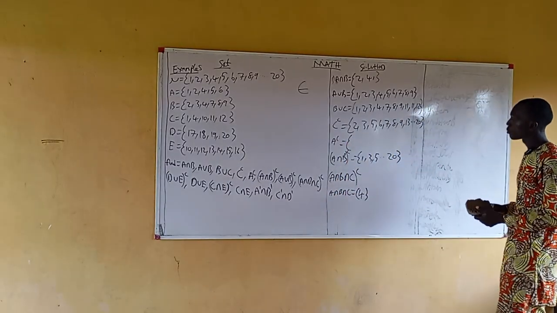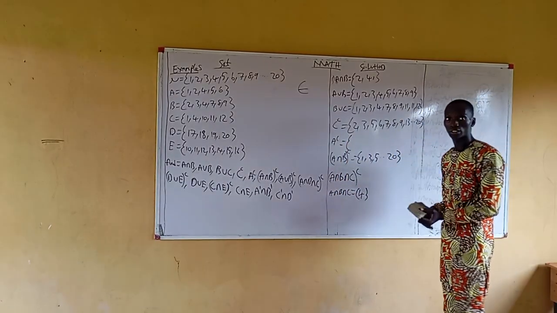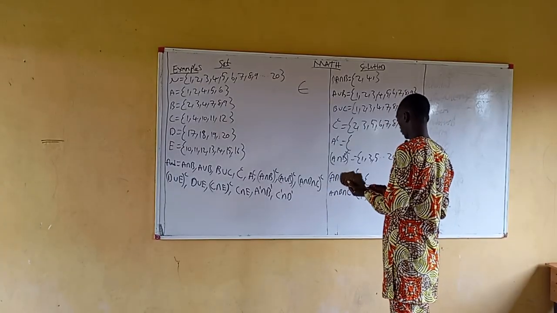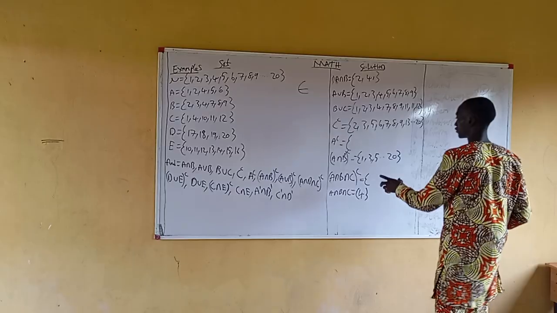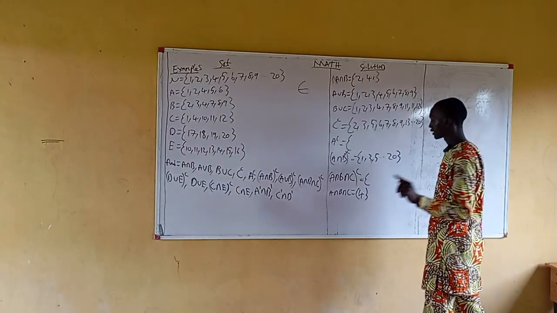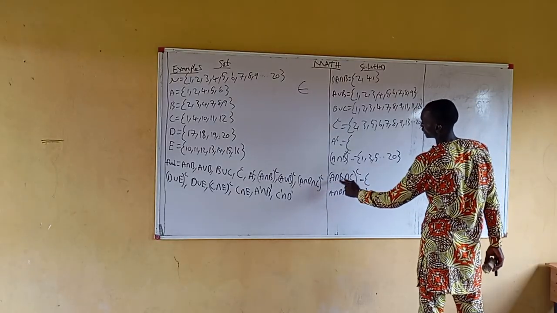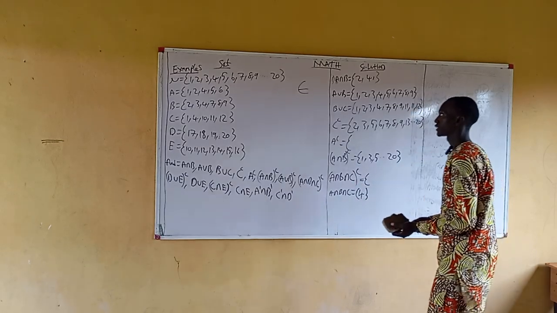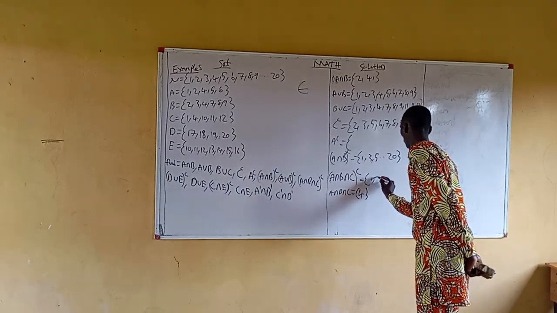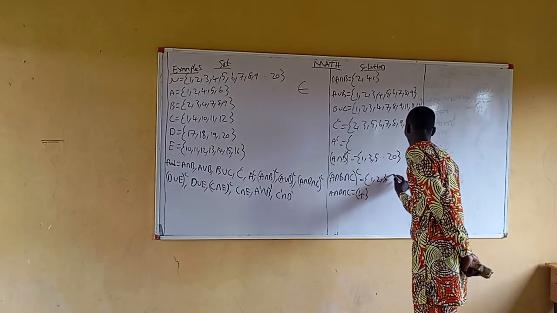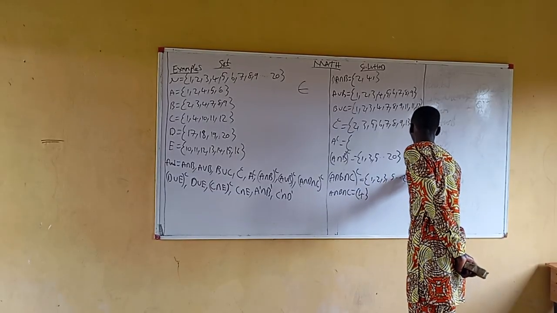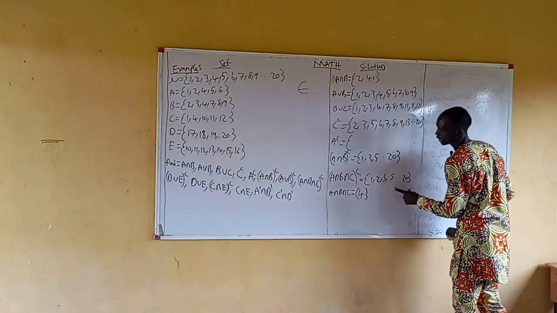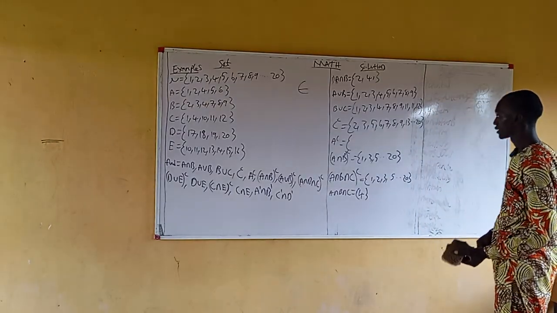Now, talking about the complements, this is how it goes. Like I said, (A intersect B intersect C) complement. Use this 4 to compare. Our answer should be 1, 2, 3, 5 to 20. This is our answer.